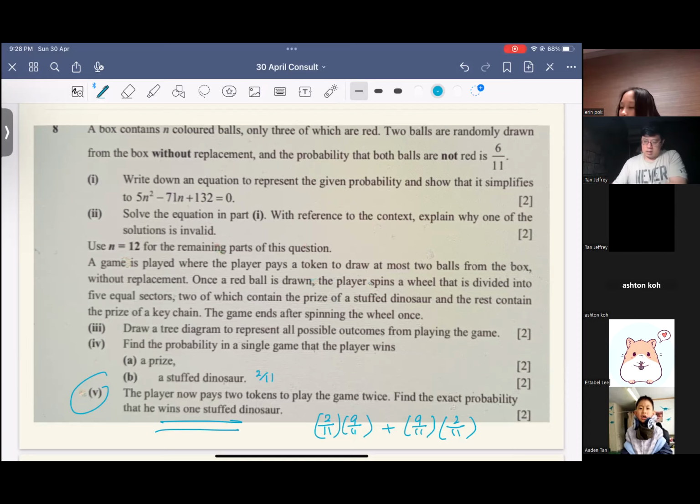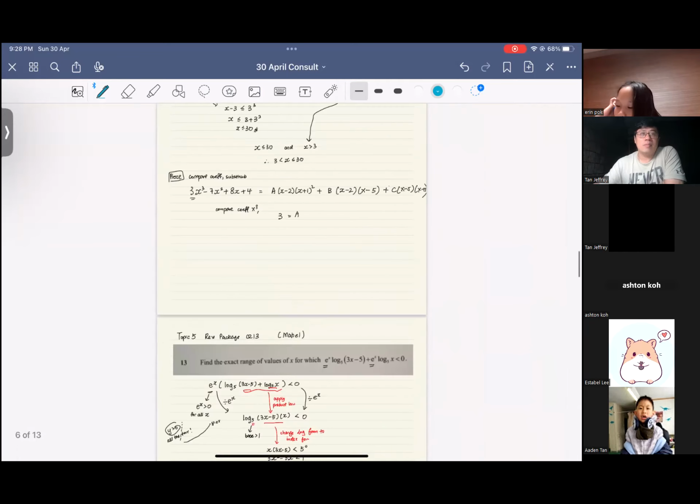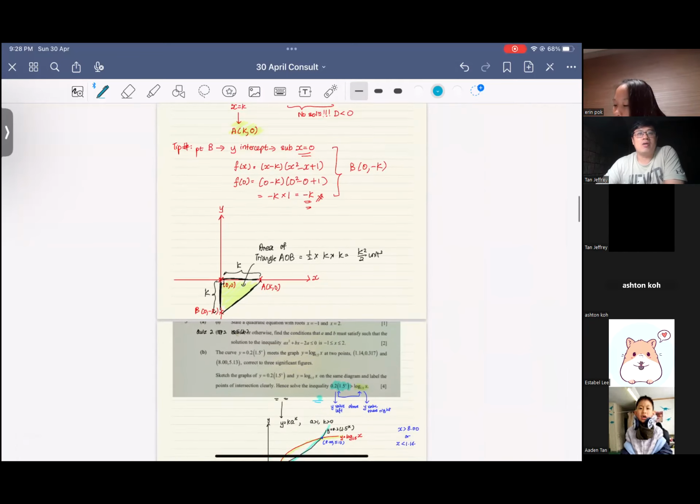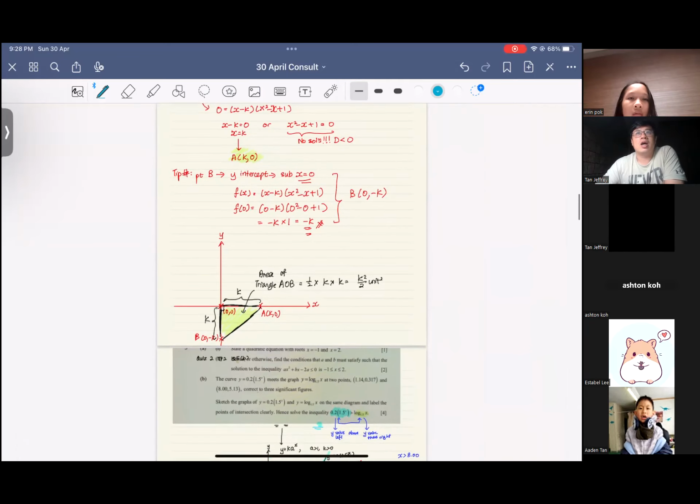Okay. So next one, maybe just let me look at other questions first. So let me help other people as well. Next, let's look at question 9 of the revision package. Question 9 of topic 8 revision package.